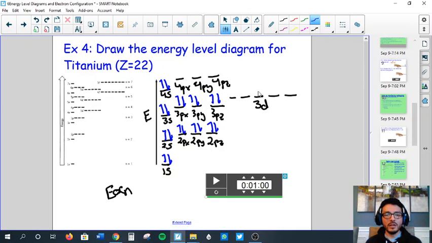Okay, in the third energy level, we have 2 electrons. It looks like this. 1 up and 1 up, and we stop. And that's the energy level diagram for titanium. Right, again, we'll continue to answer more questions and go over more examples when we meet.